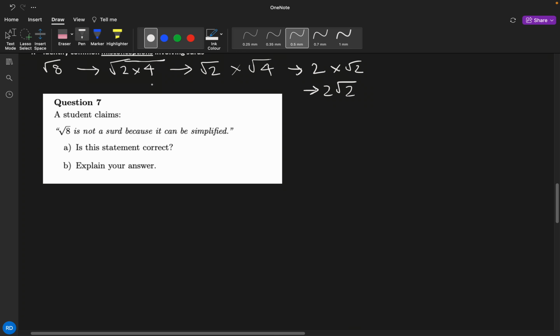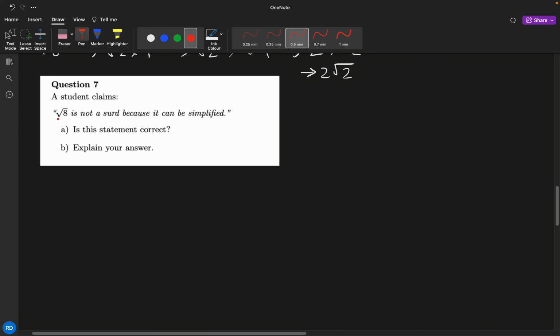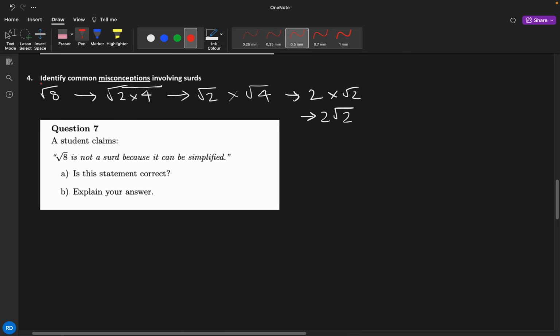Oh, actually, sorry, we'll do this last question quickly. Root 8 is not a surd because it can be simplified. Okay, so this is what I've just done here. As you can see, root 8 can be written as 2 times root 2, which is a simplified version. But as I explained, this does not make it not a surd because it still has a surd right there. So yeah, this statement is therefore not correct. And this is the explanation.